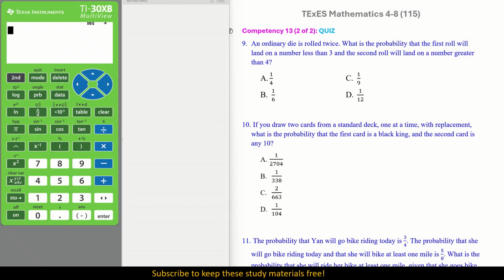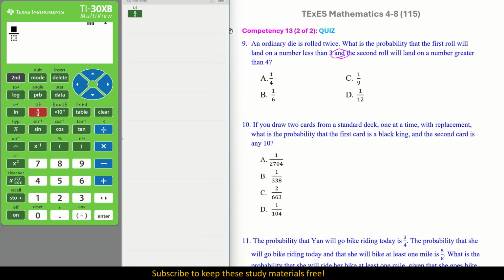Number 9, an ordinary die is rolled twice. What is the probability that the first roll will land on a number less than 3 and the second roll will land on a number greater than 4? Okay, so you have two rolls. The word "and" tells you to multiply. So we set up our fraction for our first roll.